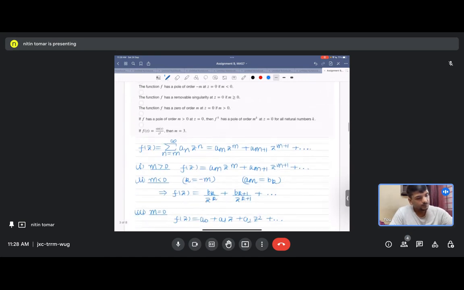So if f has a pole of order minus m, so if m is negative, the first question is, if m is negative, then does f have a pole of order minus m? No, sir, because it is an essential singularity.